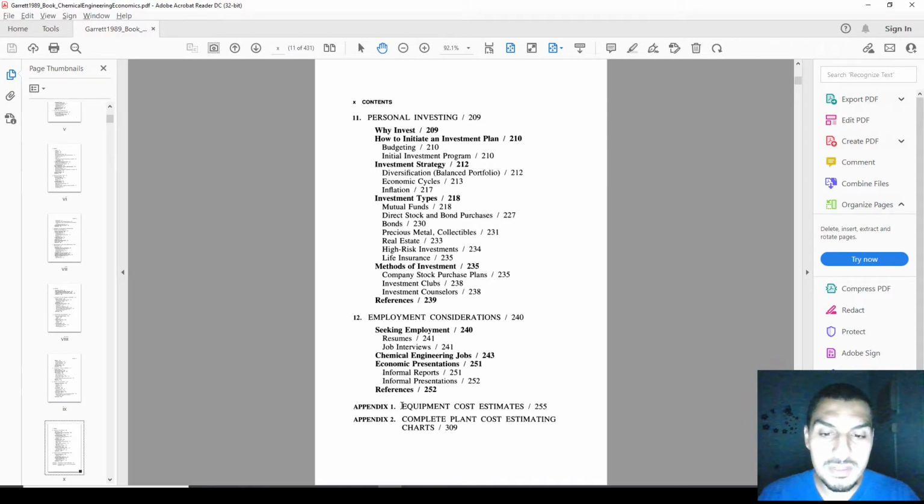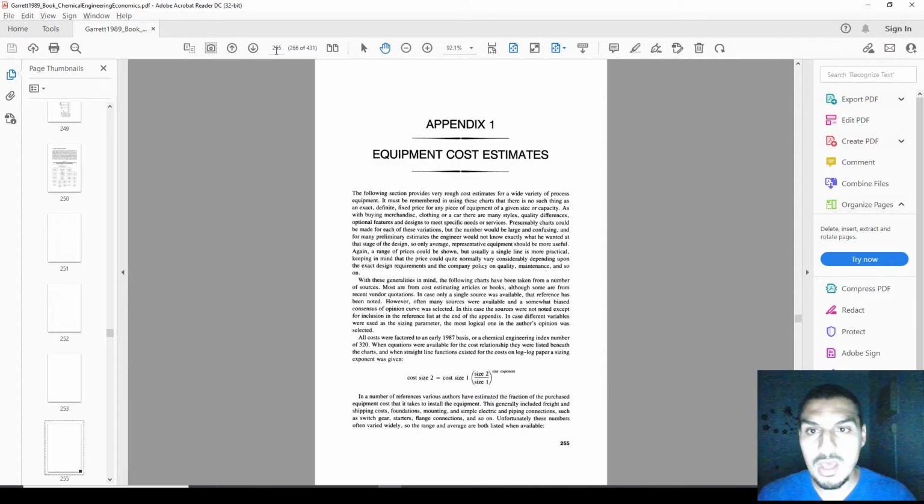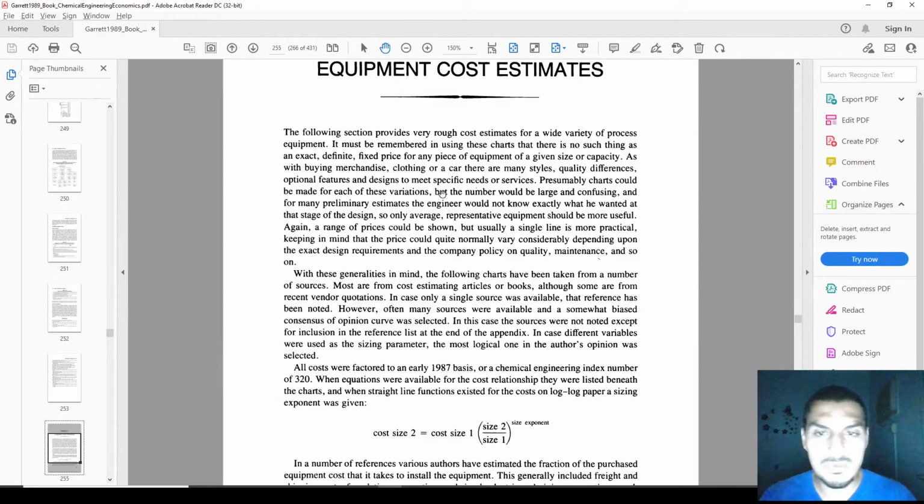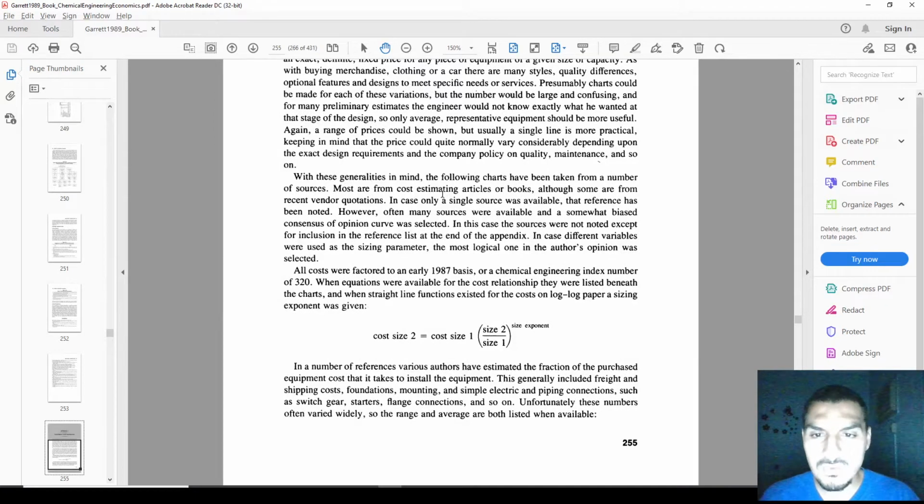The appendix that we're interested in is the equipment cost estimates on page 255, and this is what I'm going to go for now. It gives you information about how you can get an estimate of the cost of the equipment. It says here it's a very rough cost estimate of many process equipments, and there is something I want to highlight, which is this line, because it's pretty important. It says that all costs were factored to an early 1987 basis. So the price that we are going to get from this appendix is based on the prices in 1987.